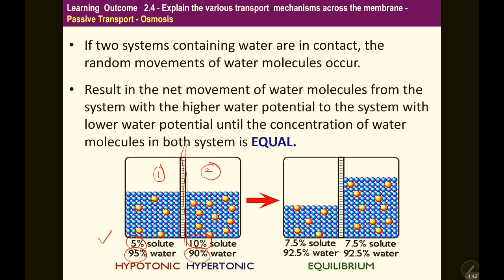When the water potential is higher, water will move to the region of lower water potential until they reach equilibrium. Equilibrium here means the same amount of water is achieved. It doesn't matter whether the level of the solution is higher or lower, as long as they reach equilibrium.